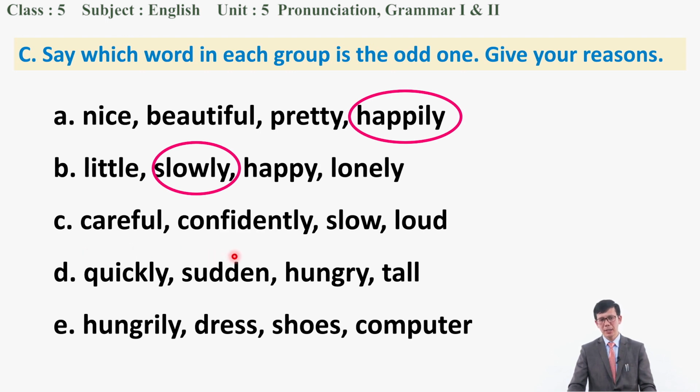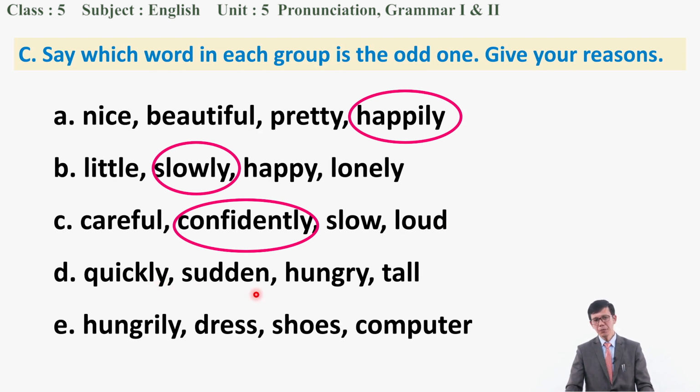Careful, confidently, slow, and loud. You can easily guess which one is the adverb. Excellent. Confidently. You can confidently tell me now. This is the adverb. Good. And let us look at quickly, sudden, hungry, tall. Which one? Very good. The first one is an adverb and the rest of the others are adjectives.